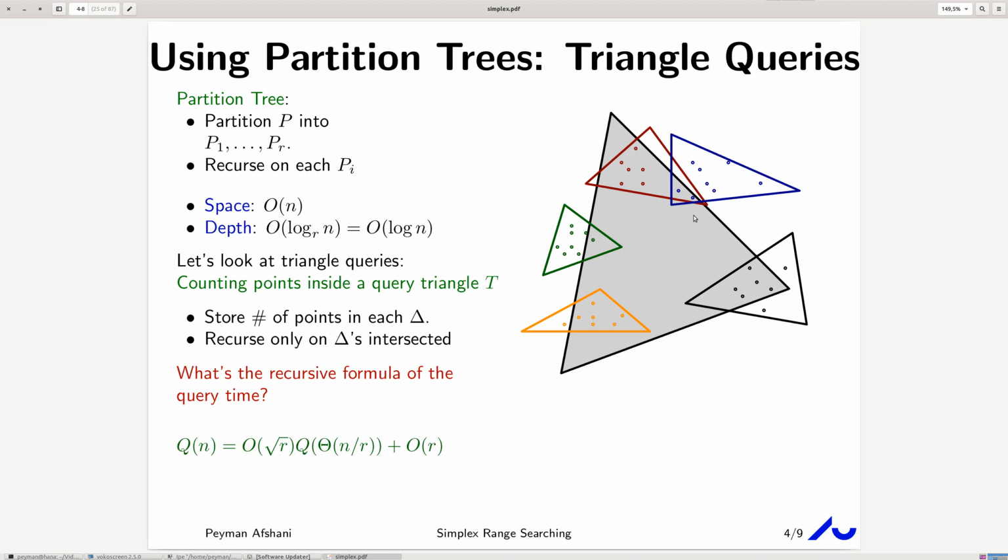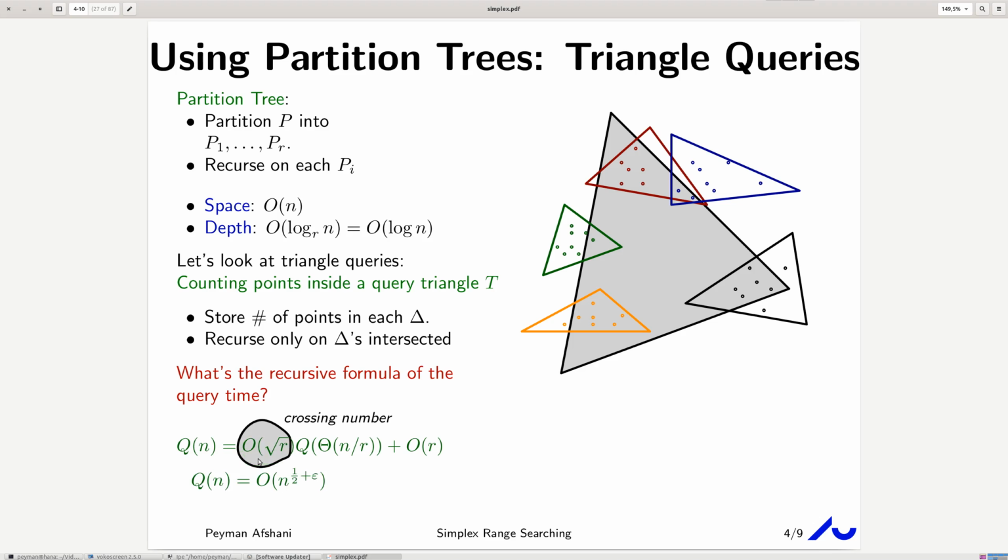So what is the recursive formula for the query time? It turns out, ironically, that it's exactly the same formula. So what just happened? Why is it the same? It is because we have, first of all, an O notation here. And second of all, this value here is the crossing number, if you remember.